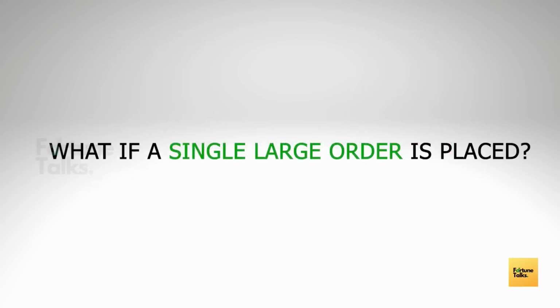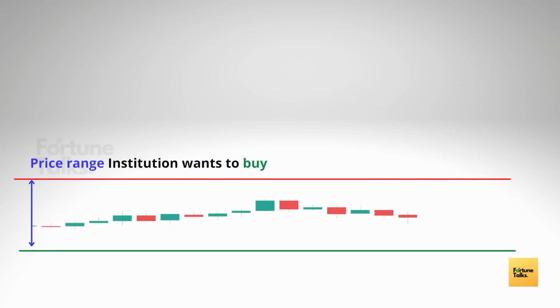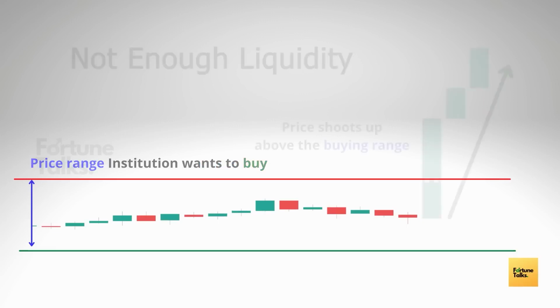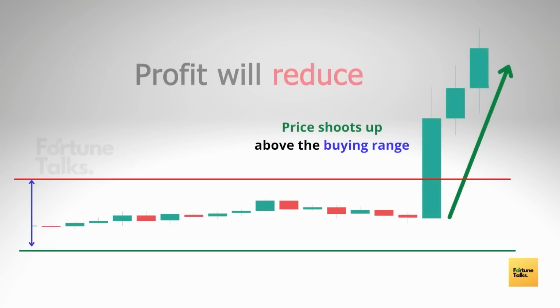So think what happens if they buy such huge quantities in a single order. The prices would react suddenly and the prices would just shoot up. They will be able to purchase the stock at a specific price only if there is enough liquidity in the stock. Else, the orders will be matched at higher prices, which will in turn reduce the profitability of the institution. But they will not allow this to happen.